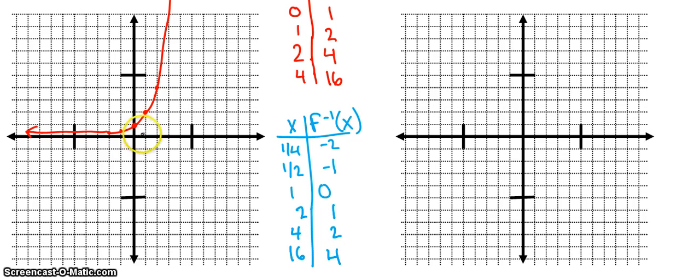Okay, so if I plot those, 1, 0 is my x-intercept here. Then where x is 1/4, so here's about 1/4, I'd be at -2. If x is 1/2, I'd be at -1. Okay, so you see it's going to start approaching here. But then at 2, I'm at 1. And at 4, I'm at 2. And at 16, I'm going to be at 4. So like out here.